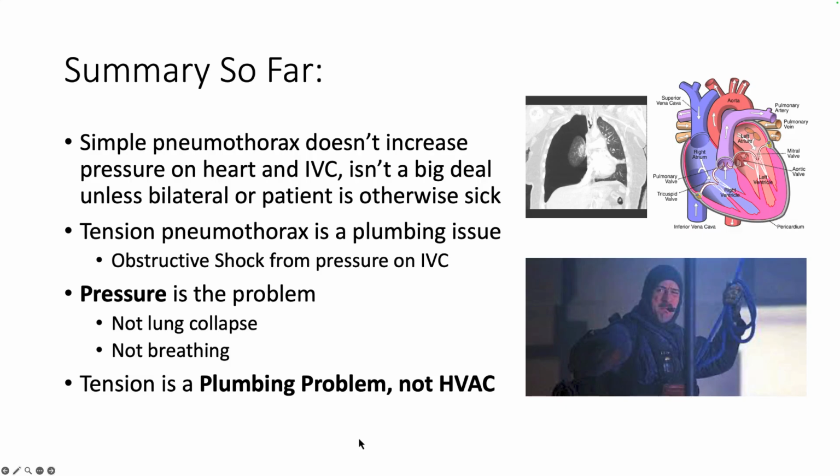So a simple pneumothorax doesn't increase pressure on the heart and the inferior vena cava, and so it's not a big deal unless it's a bilateral pneumothorax or the patient is otherwise sick. Tension pneumothorax isn't a breathing and ventilation issue. It's a plumbing issue. It is obstructive shock from pressure on the IVC. It's blocking circulation and blocking flow. Remember, pressure is the problem. The lung collapse isn't the problem, and the breathing isn't the problem. It is the pressure that's going to kill the patient. And tension is a plumbing problem, not an HVAC problem.